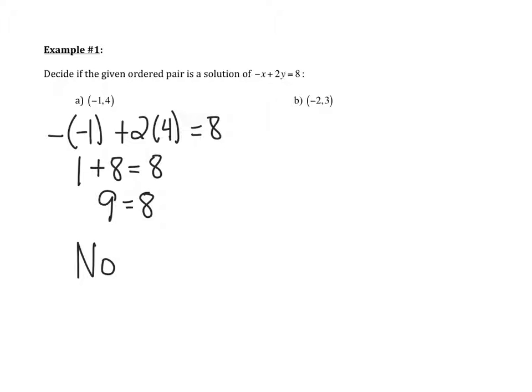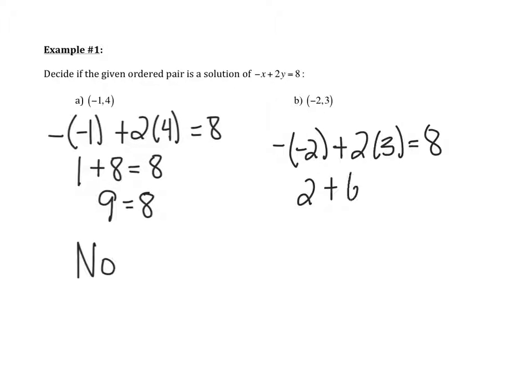Plugging negative 2 and 3 in for our x and y values. So again, remember, negative x means like negative 1 times x. So when I put negative 2 in for x, I would have like negative 1 times negative 2 plus 2 times 3 equals 8. So negative 1 times negative 2 is positive 2, plus 2 times 3 is 6, equals 8, and 2 plus 6 is 8. I did get a true statement. I got 8 equals 8, so therefore negative 2, 3 is a solution to that equation.